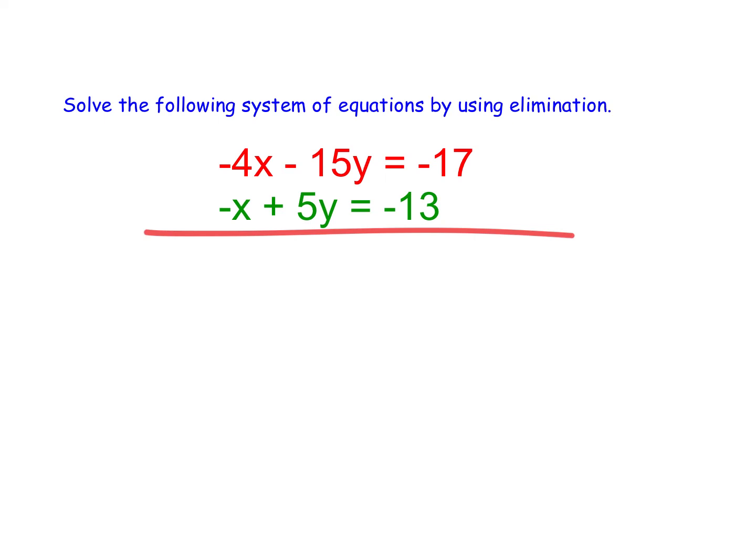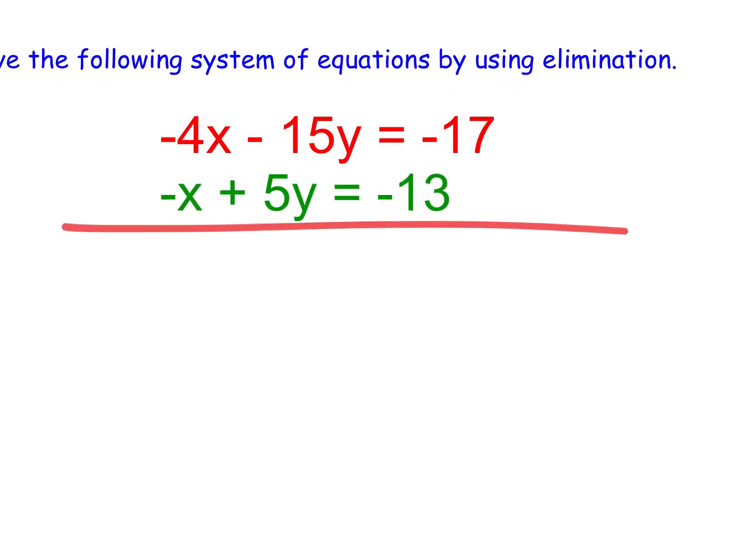But what if I went through and multiplied the green one by 4? No, wait. Then I would still have negative 4x, which is not exactly opposite of each other. So I don't want to do that one. Multiplying everything by 4 won't work. Who can tell me something that would work? Multiply everything by what? Yes. Everybody multiply the bottom one by 3 and you'll see what happens. Very nice.